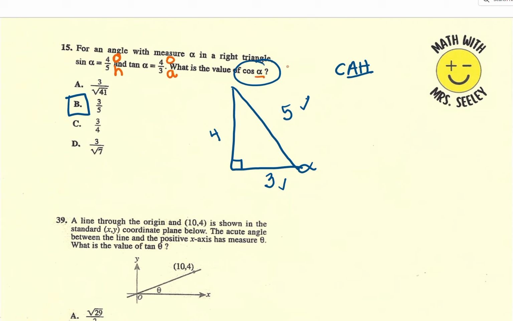So if I want cosine, which is going to be the adjacent over the hypotenuse, I simply could have looked at that and said, oh, well, there's the adjacent 3, there's the hypotenuse 5, and I could have gotten my answer of 3/5. So that's a quicker way this could have been done.